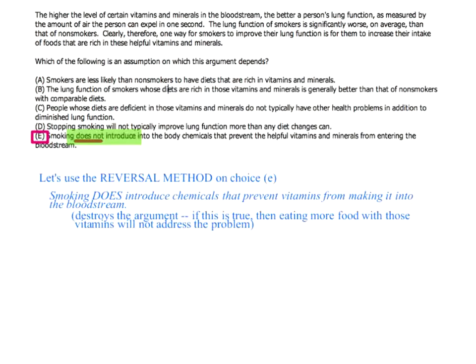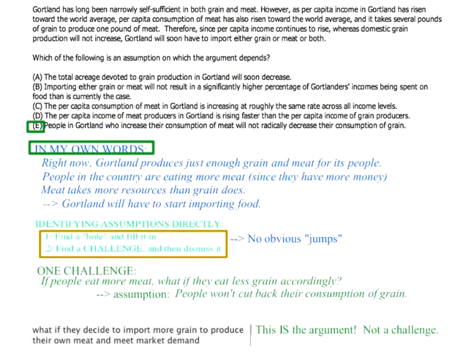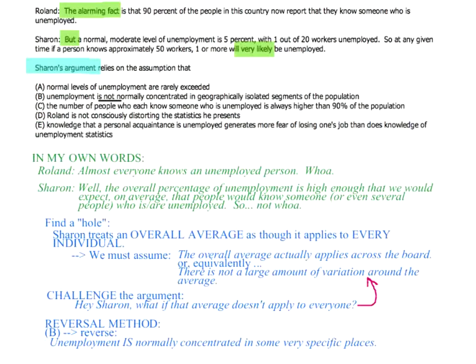That's one of them. The next problem we saw was this thing about Gortland. And the correct assumption here was, again, about what people will not do. And the last problem we saw was this one. And again, our correct assumption is about something that people don't do, or something that is not true. So what we want to notice here is that pattern. Every single correct assumption in these problems was about what people don't do.